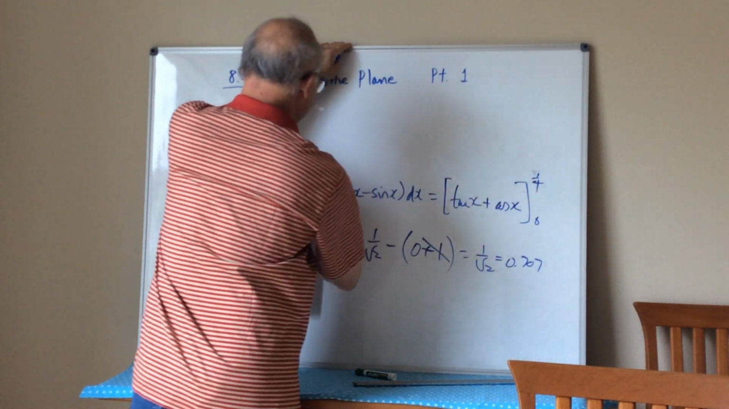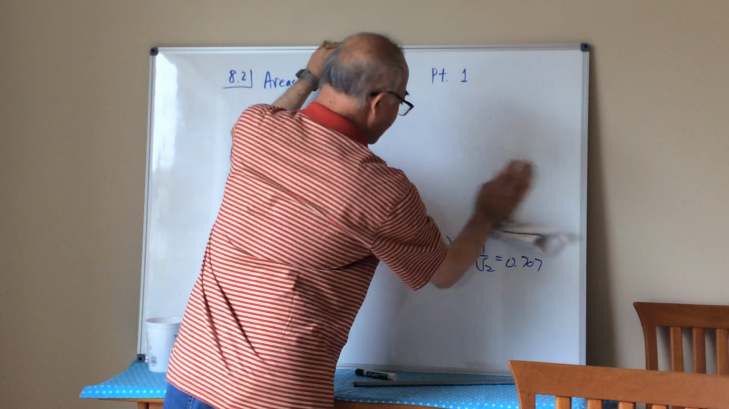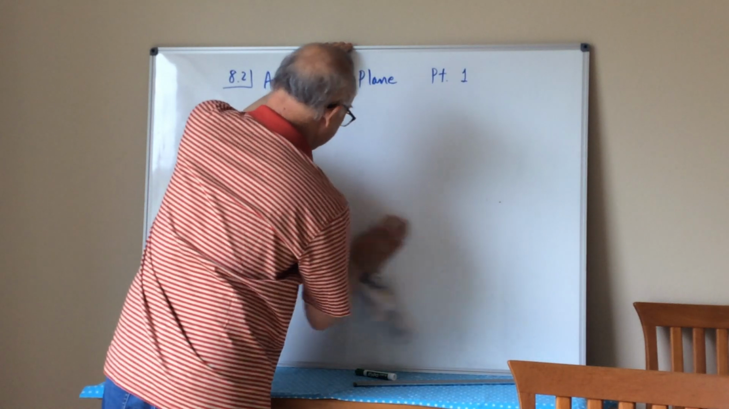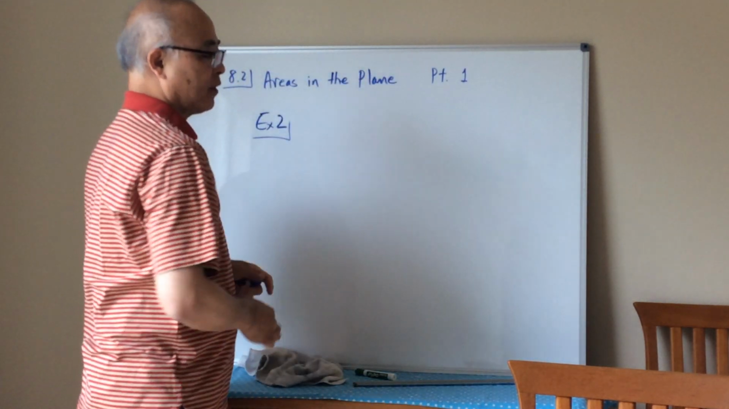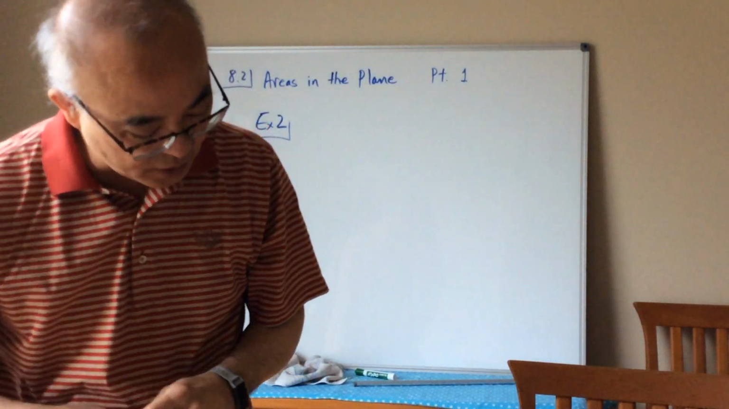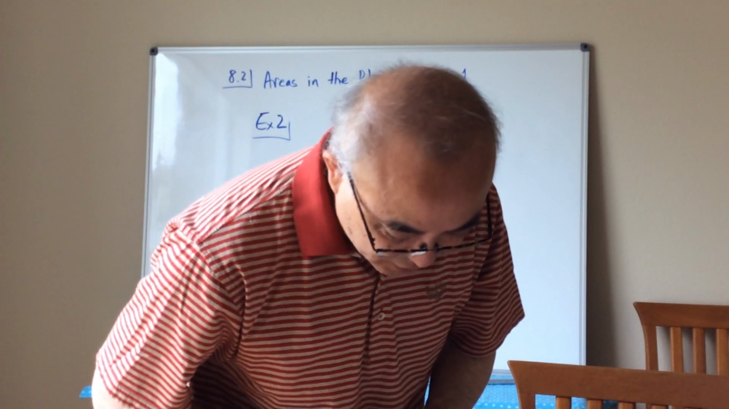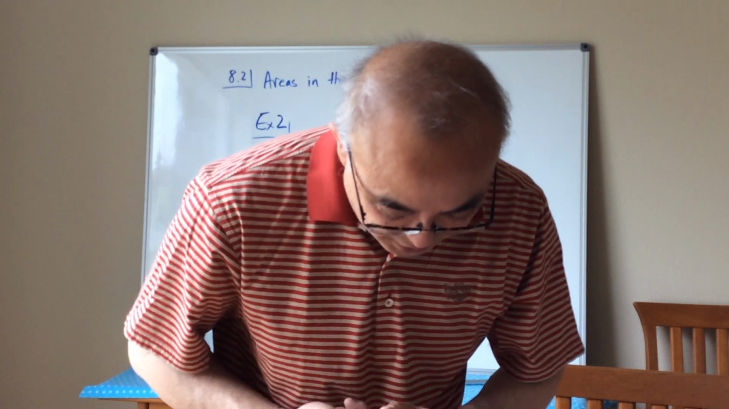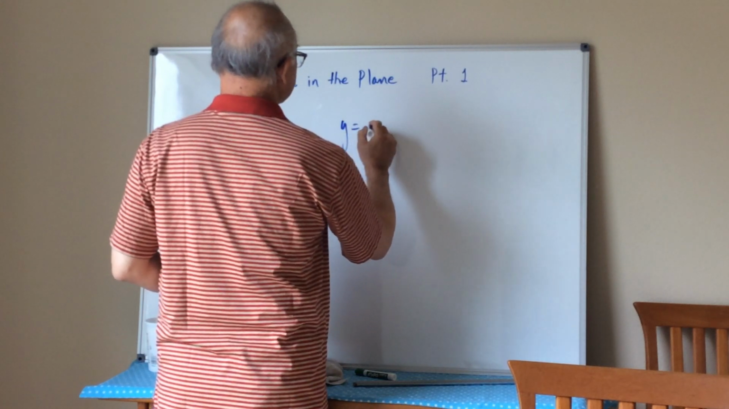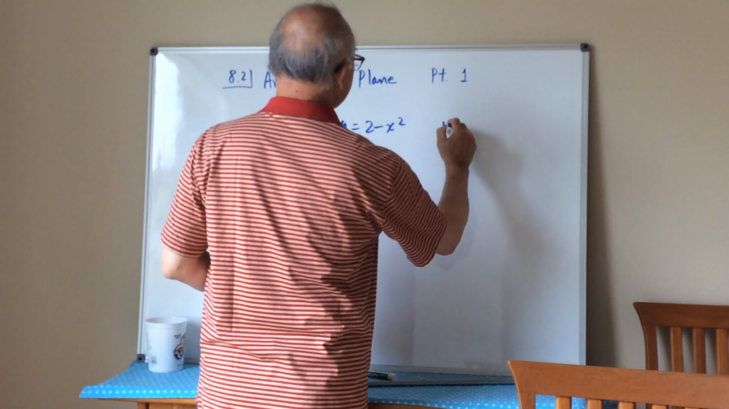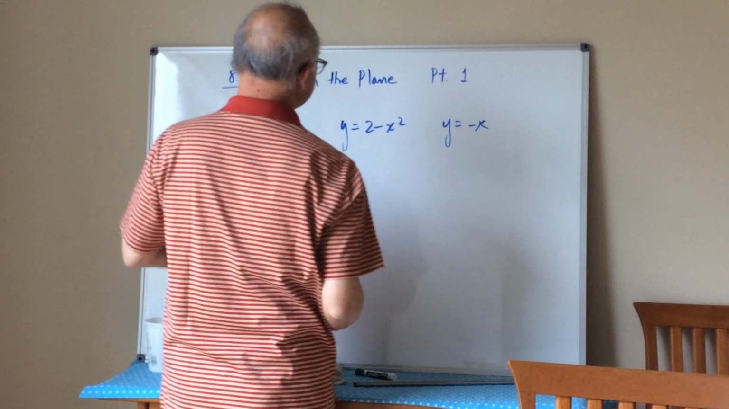On this one, they're going to actually have us find the region. They're not giving us the region like they did in example number 1, where they gave us 0 to pi over 4. In this one, we need to find the area of the region enclosed by the parabola y is equal to 2 minus x squared and y is equal to negative x.